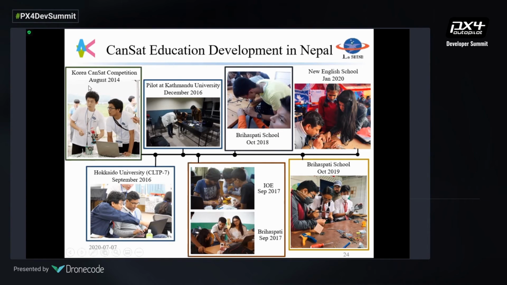I began with the Korea CanSat competition in August 2014, then got to participate in the CanSat leadership training program, which trains people to go back to their country and then start CanSat programs, right? Nepal didn't have any CanSat program before. So I launched a pilot program in Kathmandu University in December of 2016. Since then, we have done it every year. The one that I'll be focusing on today is the one that we did in September of 2017 in the Institute of Engineering. One thing to note is that all these programs are free.